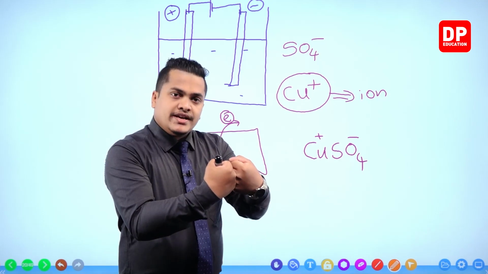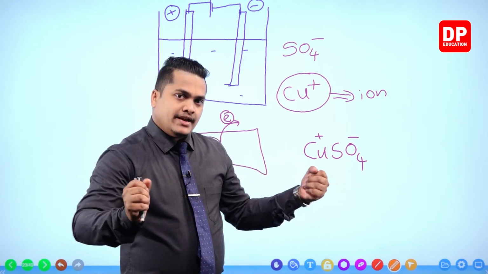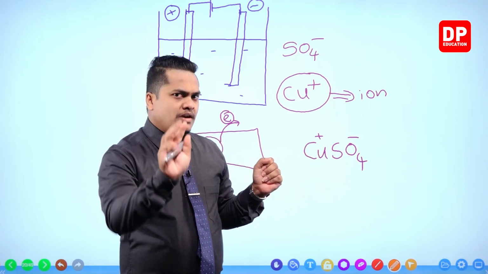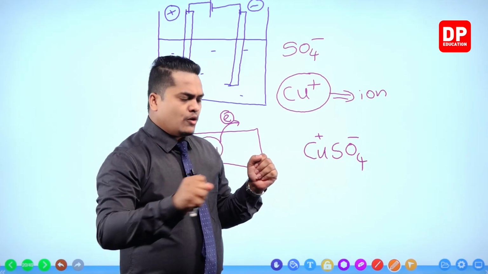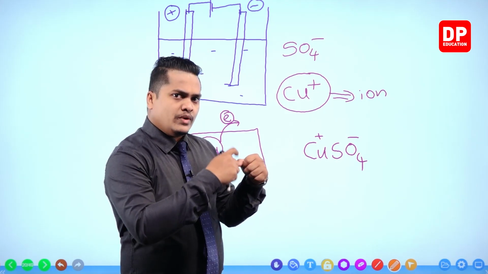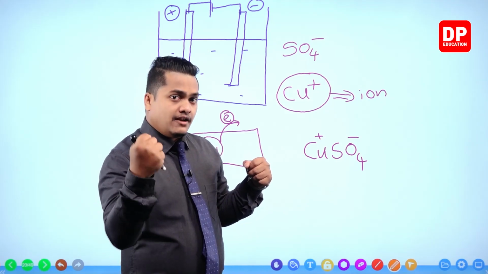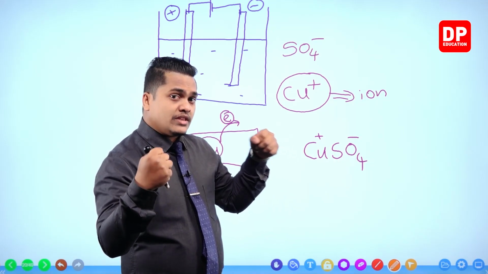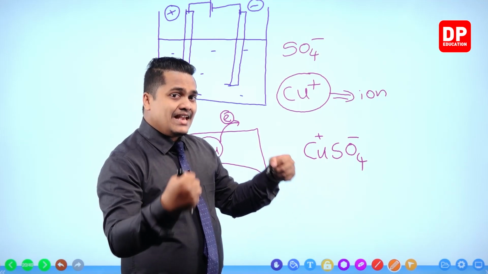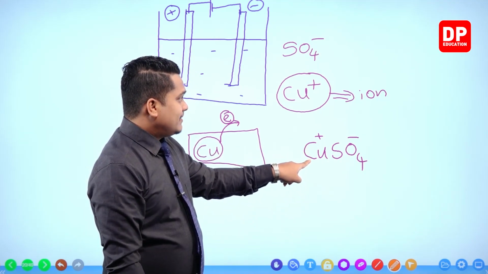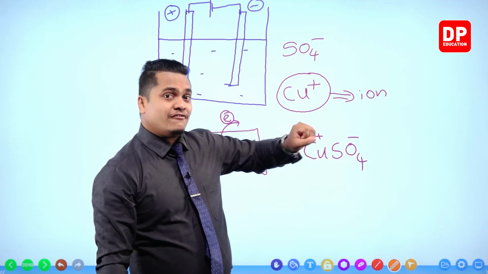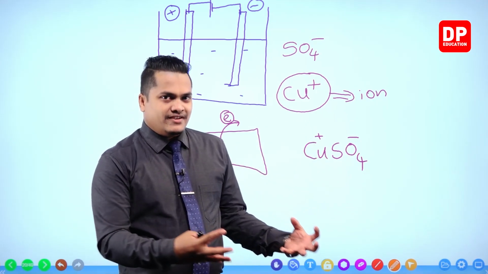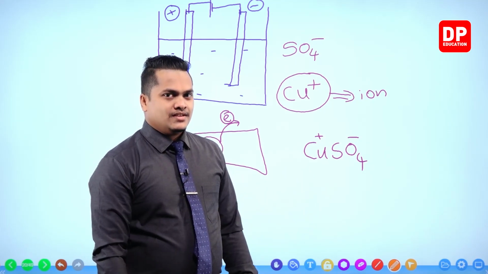When you pour water into this, these two get separated and they can freely move here and there within the solution. However, copper is still missing the electron which was given to the sulfate. Sulfate has that electron and copper does not. So there are still ions like this, but they are freely mobile within the solution. That is why we define them as mobile ions.